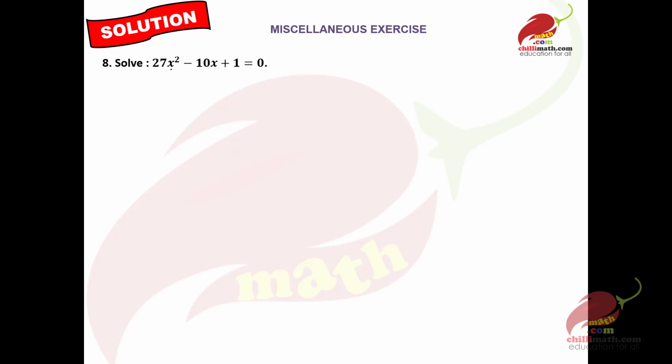Eighth question is solve 27x square minus 10x plus 1 equal to 0, which is a quadratic equation. So comparing with the standard quadratic equation ax square plus bx plus c equal to 0, we get a is equal to 27, b is equal to minus 10 and c is equal to 1.